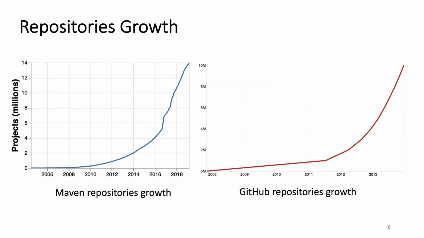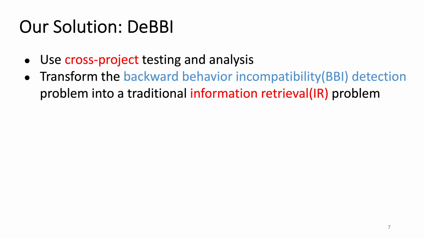Here is the repository growth graph for the Maven repository and GitHub repository. Until now, there are tens of millions of open source projects we can use. So we propose our technique, DBBI. We use cross-project testing and analysis, which means we use a large number of high-quality client project tests from other projects. However, it involves a huge testing effort. So we further use information retrieval to rank those projects. Then we transform the BBI bug problem into an IR problem.